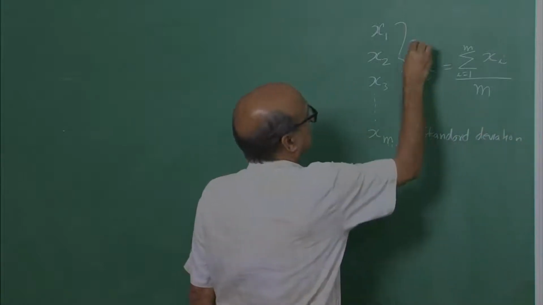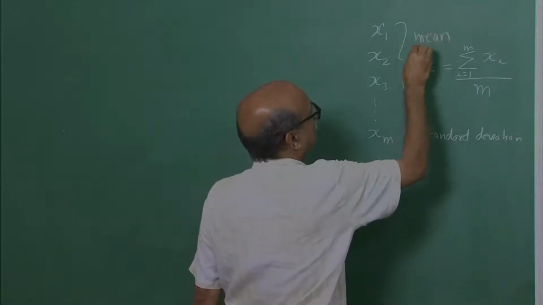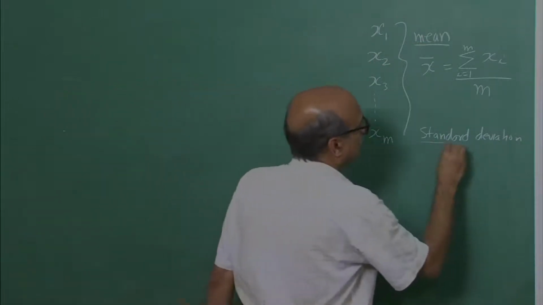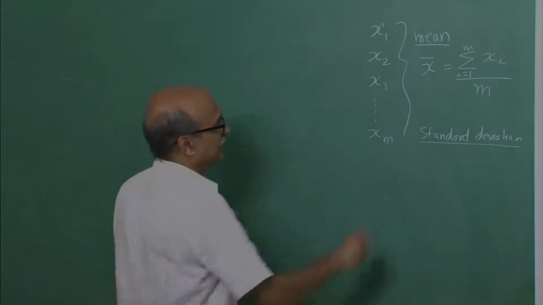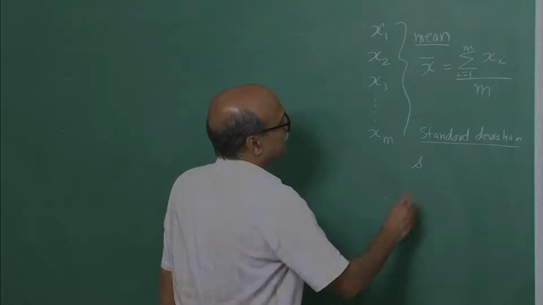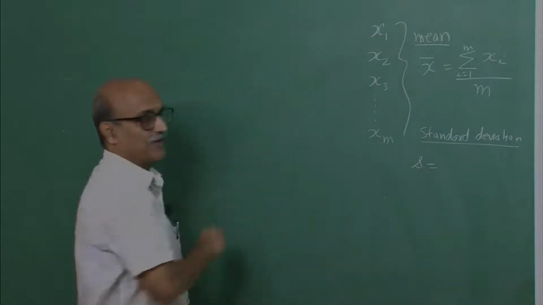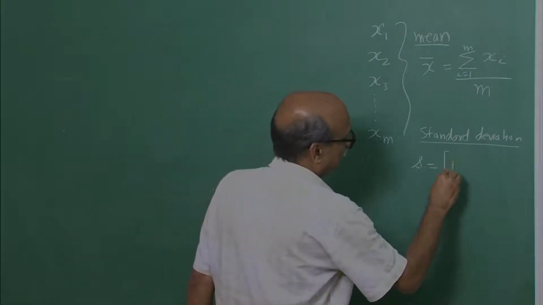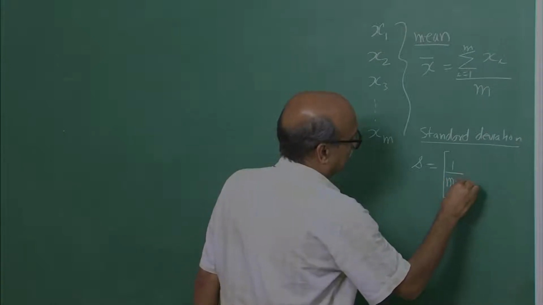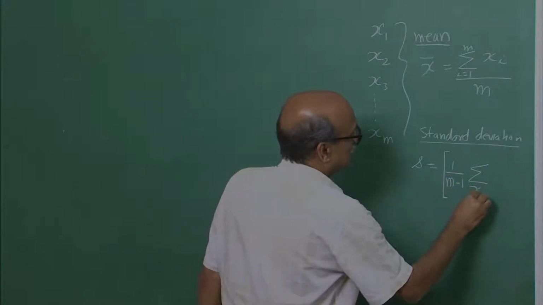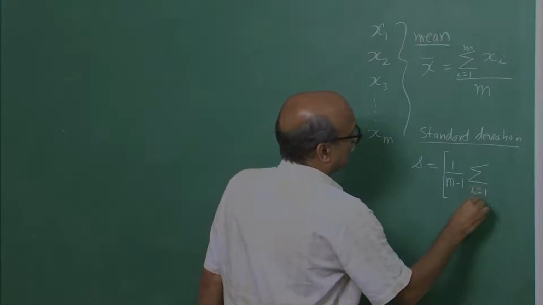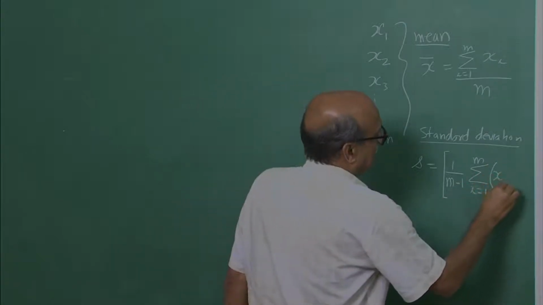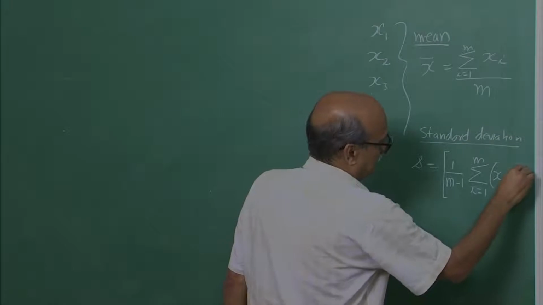So, this I will call the mean value of my experimentally gathered values, and then from these values I can also obtain what is called the standard deviation, and let me denote it as S. From a set of m data points it is given by the following relationship: 1 upon m minus 1, summation i equals 1 to m, xi minus x bar, the mean value, squared.